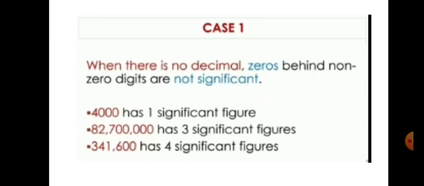Similarly, 82,700,000 has 3 significant figures, that are 8, 2 and 7, and all the zeros are behind the non-zero digits, so they are not significant. In the last example, 341,600 has 4 significant figures, that are 3, 4, 1 and 6, and the last 2 zeros are behind the non-zero digits, so they are not significant. So this is case number 1, when there is no decimal in the value.